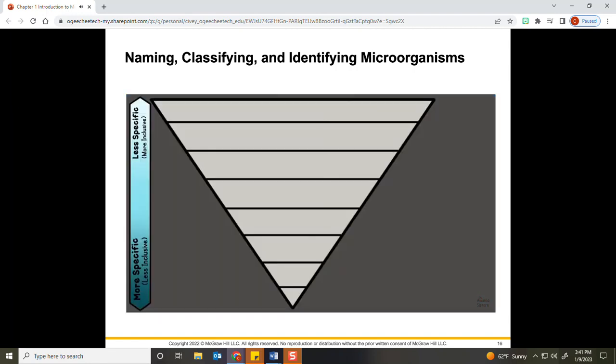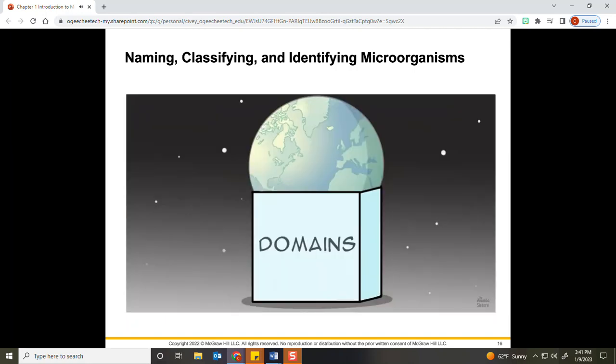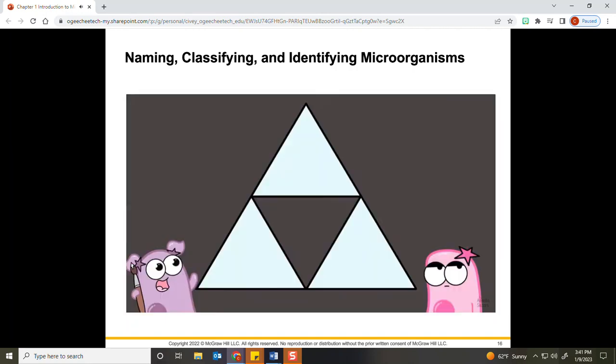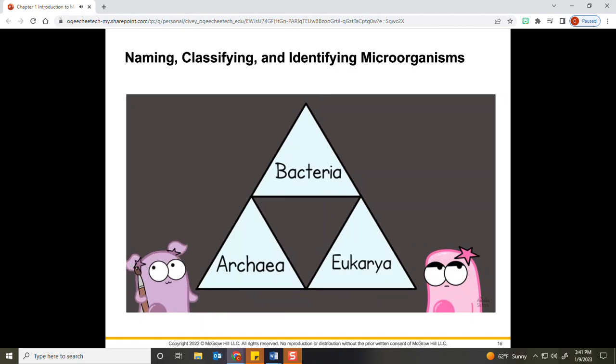So let's take a look at each group of this hierarchy, starting with one of the most inclusive groups, domains. Domains. It's so awesome that all of life will fit into them. So there are 3 domains: bacteria, archaea, and eukarya.